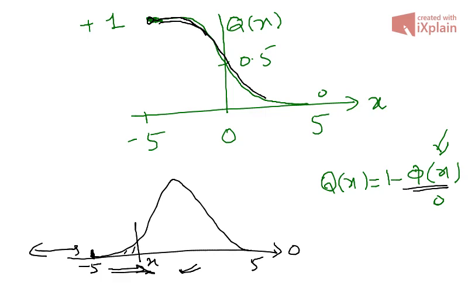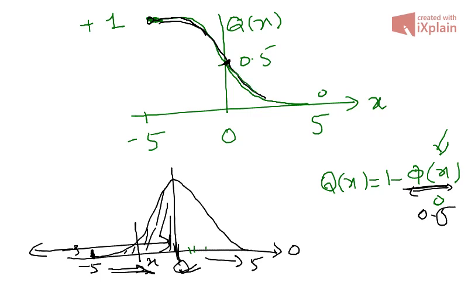And it approaches 0. You have half of the area already, so this CDF has value 0.5 at 0. From 0 onward, if you increase x, it further reduces from 0.5 and approaches 0. So on a linear scale, if you plot your Q(x), it looks like this. It's a monotonically decreasing curve.